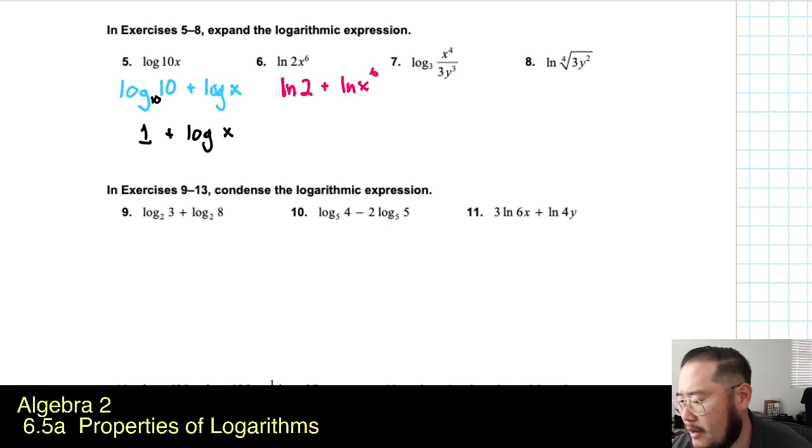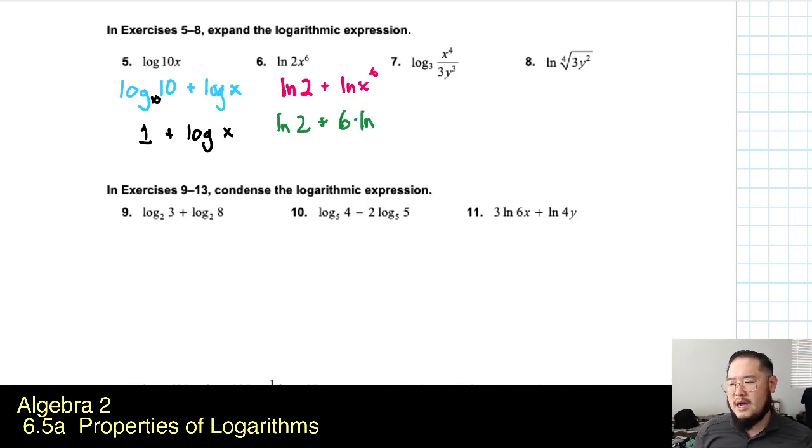Okay, so we're going to split it apart first using the properties, and then we use that power property next. So we have ln 2 plus, and this is going to be 6 times ln of x. And that right there is how we use our properties to expand this logarithm. Okay, so the rules, think of it like order of operations. And right here, we have to split it apart first before we deal with those powers. Okay, so let's go next to number 7.